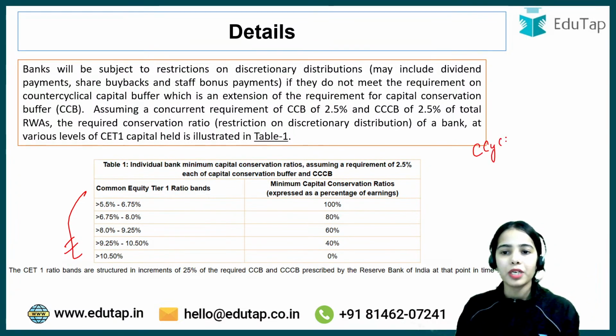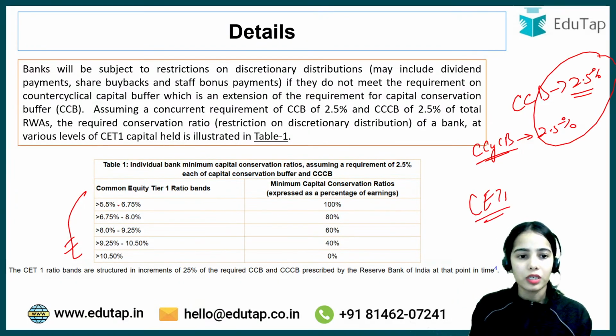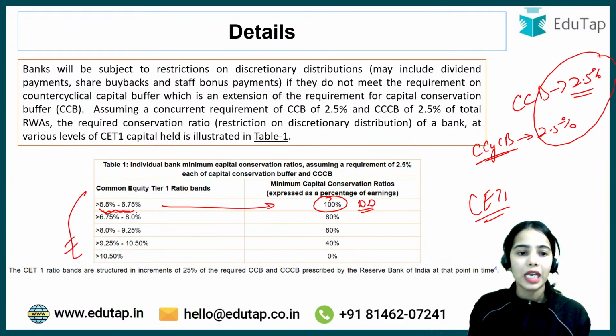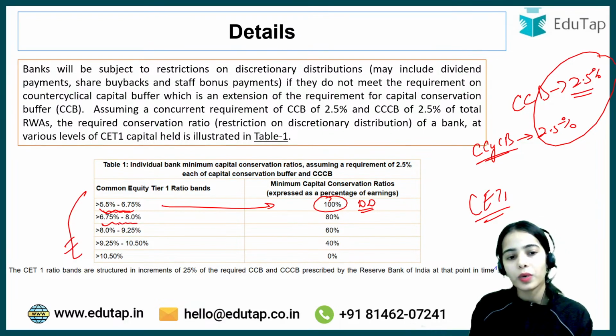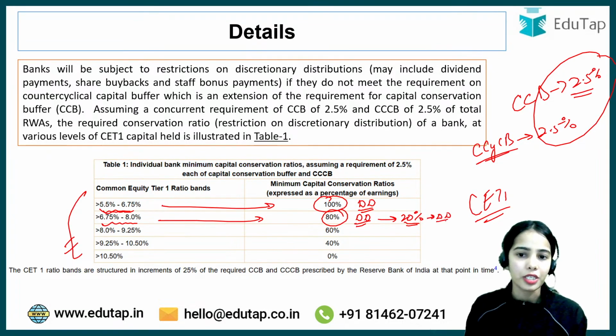Okay, so this is the basic idea, that here in this table it is shown that if the countercyclical capital buffer is, let's say, 2.5%, and the capital conservation buffer is always 2.5%, so common equity tier 1 capital, if it is within this range, then 100% of restriction will be there on the discretionary distribution. If common equity tier 1 ratio is in this range, then 80% of the restriction will be there on the discretionary distribution. That means only 20% will be allowed for discretionary distribution.